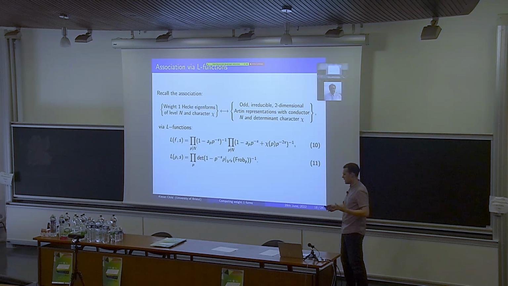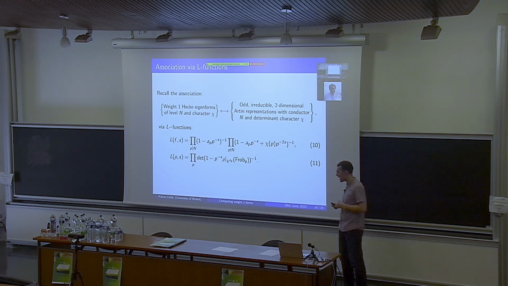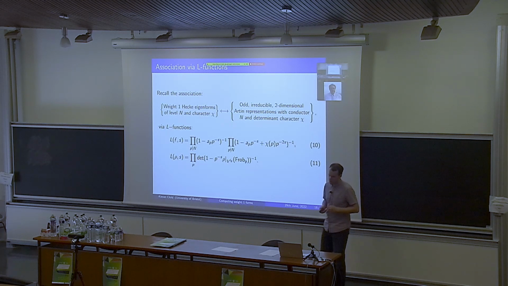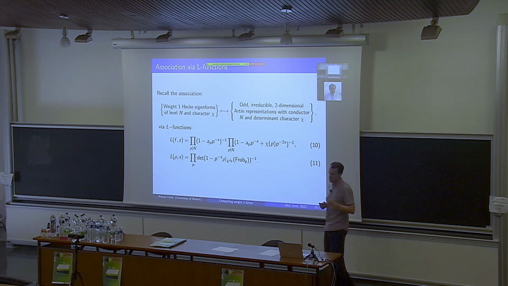So in terms of this, we've got these purported forms over FQ, and we want to recover the forms over Q bar. How we're going to do that is we're going to look more carefully at this association via L functions. So the L functions coming from the Hecke eigenforms look like this, and the L functions coming from the Artin representations look like that.